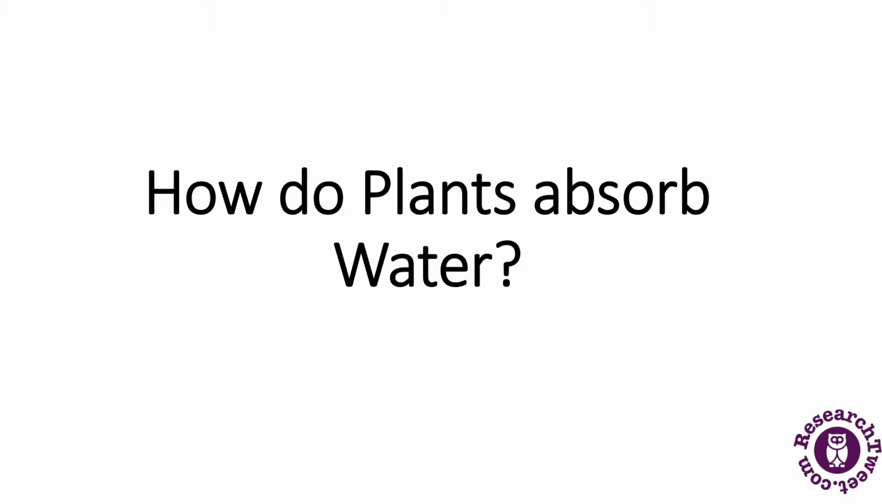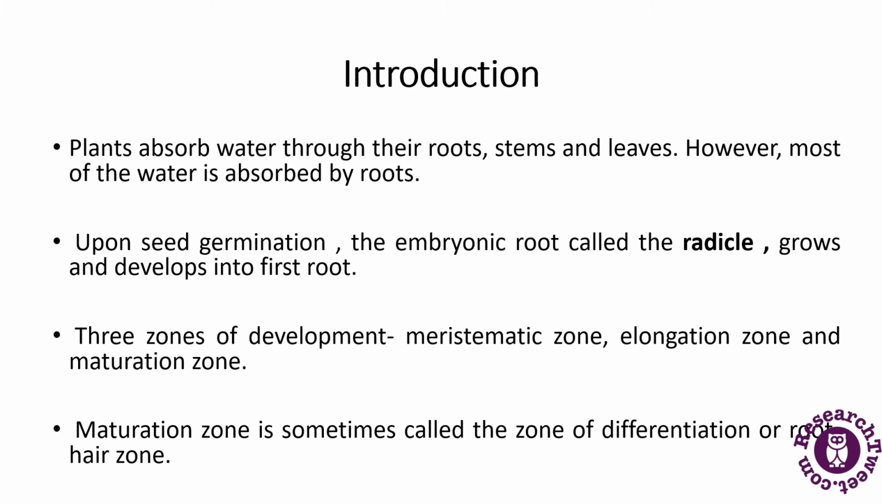So how do plants absorb water? Plants absorb water through the roots. Roots are present in the soil. In the soil there will be water, then the roots will absorb the water and it will be transported to all the parts of the plant. So this is our main focus of the topic, how they do this process. Let's start with the first slide of introduction.